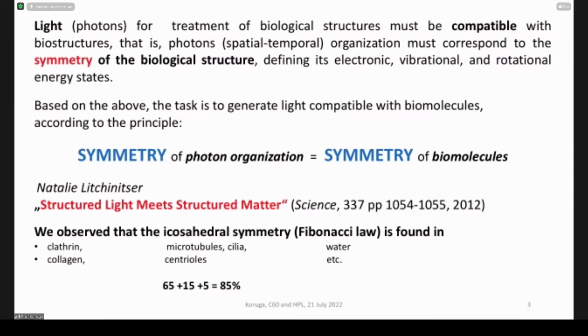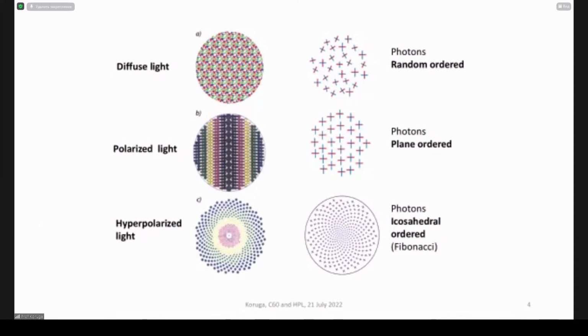What we found out is that about 85% of biomolecules have one symmetry group, which in science we call the icosahedral symmetry group. And we tried to find a solution for how it looks. On this slide, you can see the organization of the photons or electromagnetic waves, like diffuse light, linear polarized light, and hyperpolarized light.